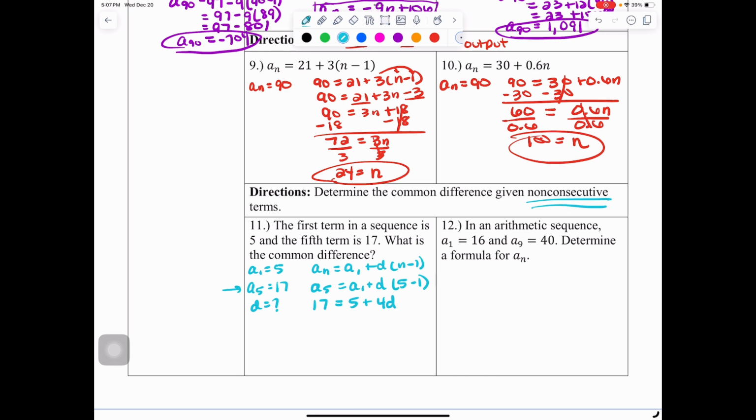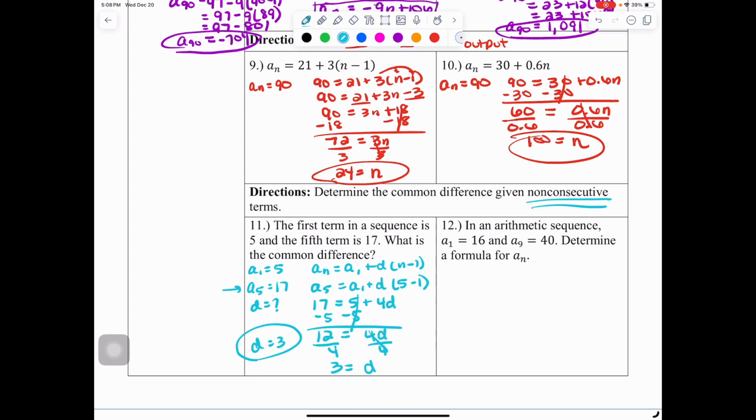Or you could distribute d times 5, d times negative 1. Totally up to you how you want to simplify that. Either way, we end up at 17 equals 5 plus 4d. So I'm going to subtract 5 from both sides, get 4d equals 12, and then I would divide by 4 to see that the common difference is 3. So the common difference is 3 is all I needed for my answer here. That's all they wanted to know. What is the common difference?